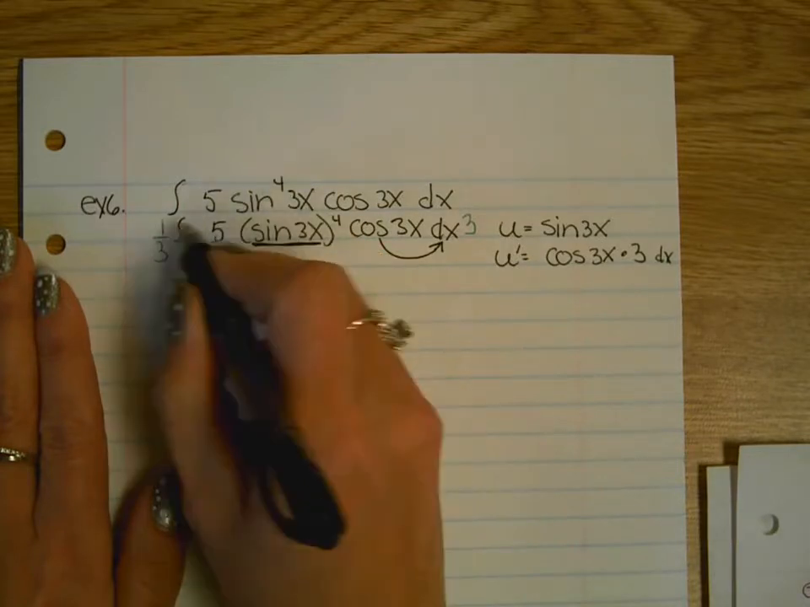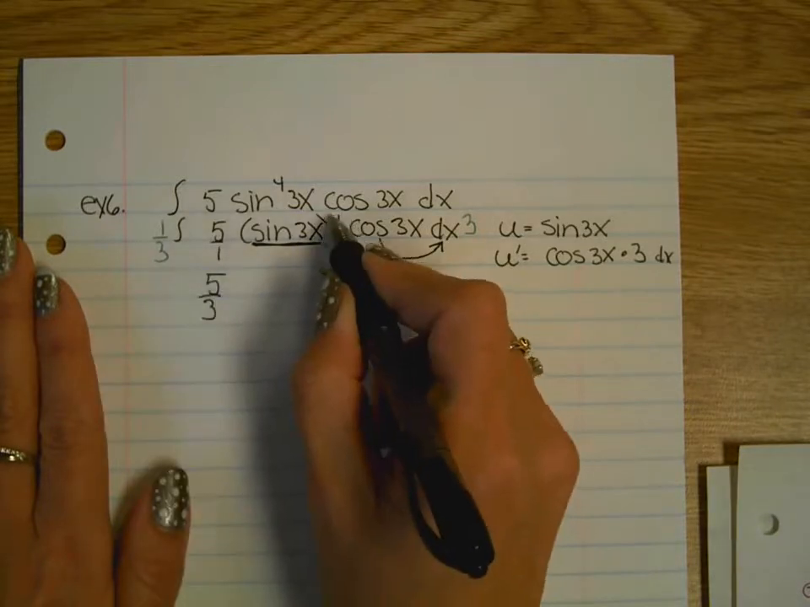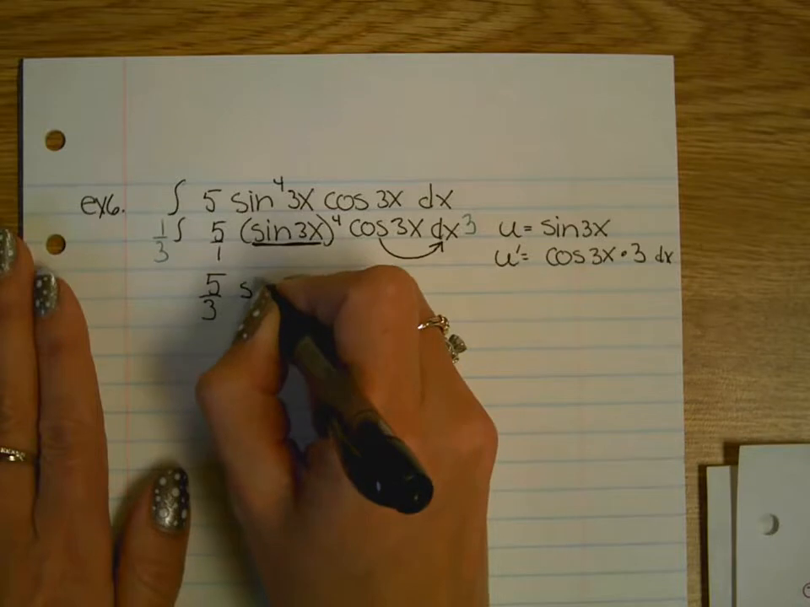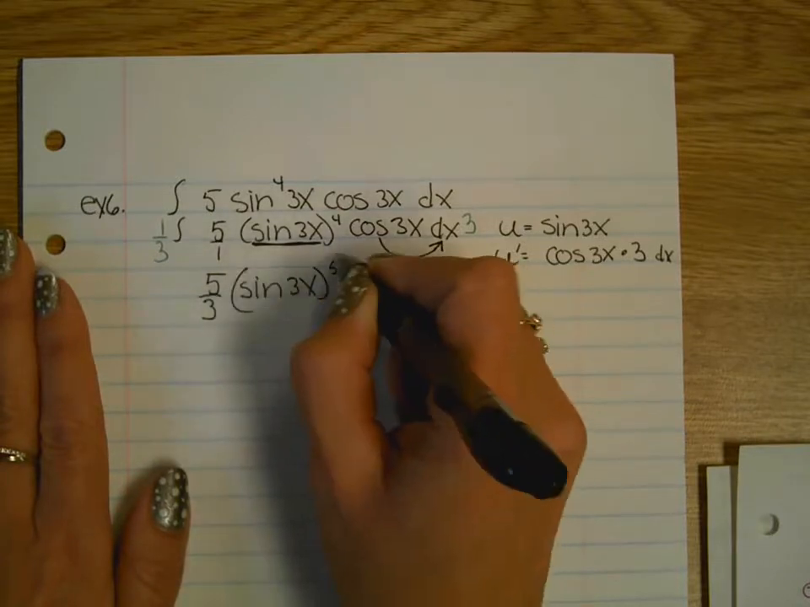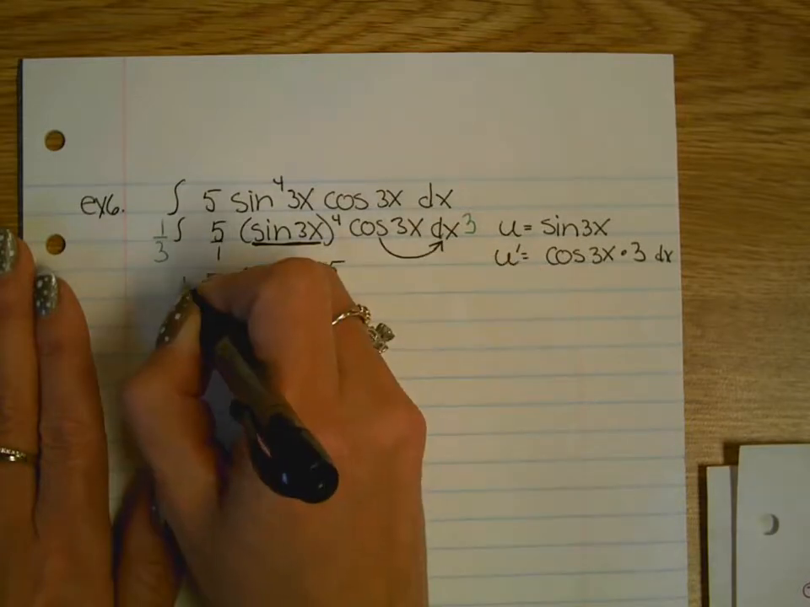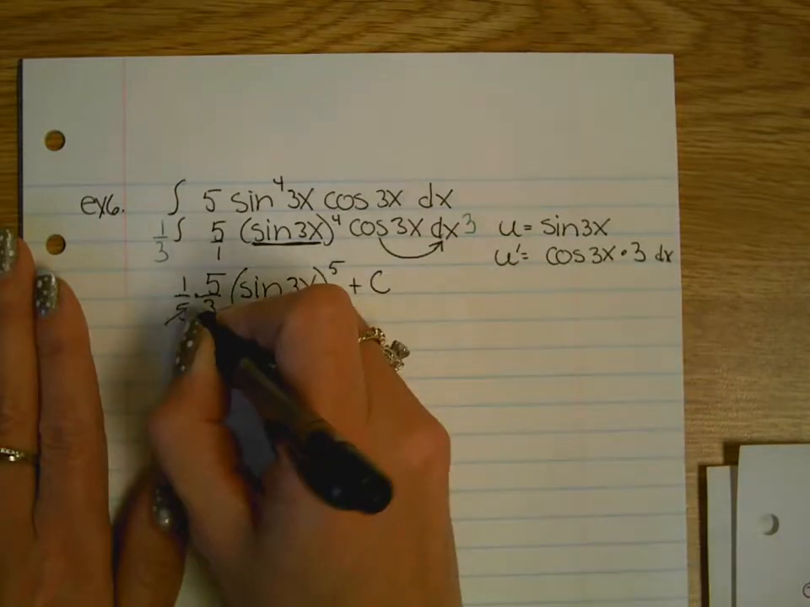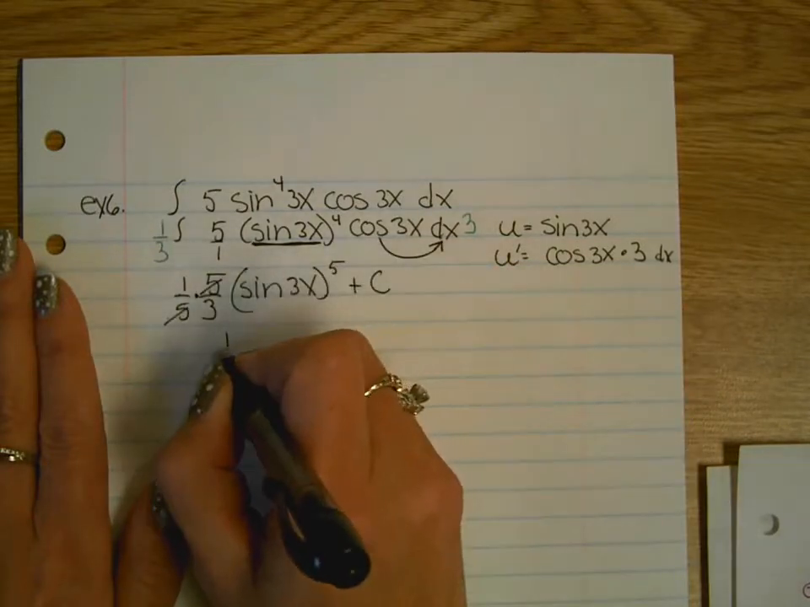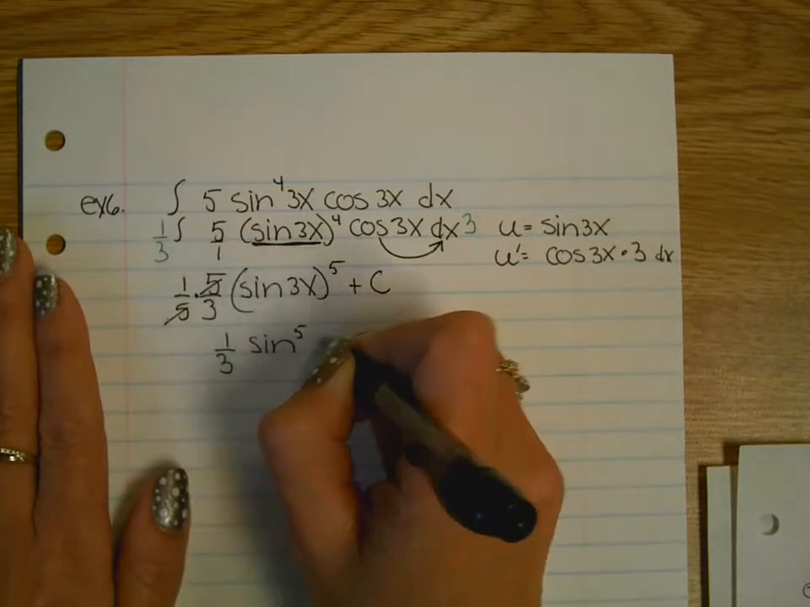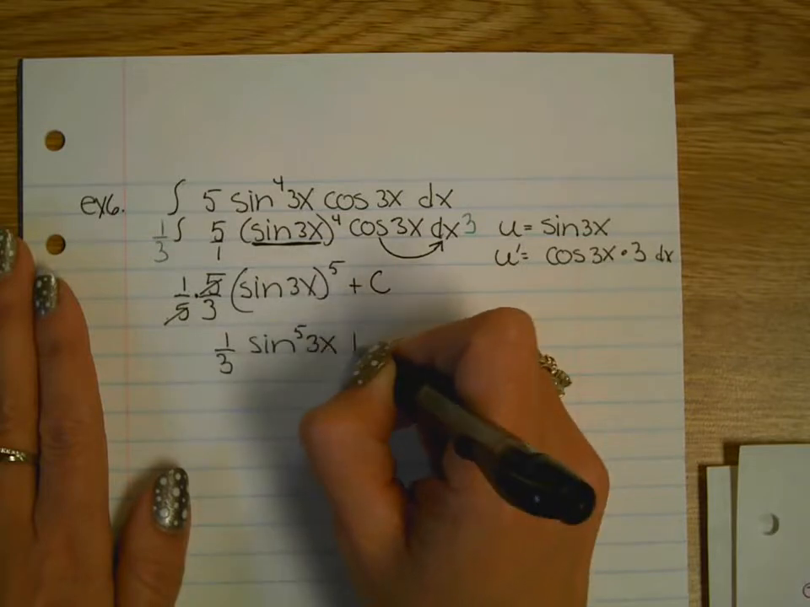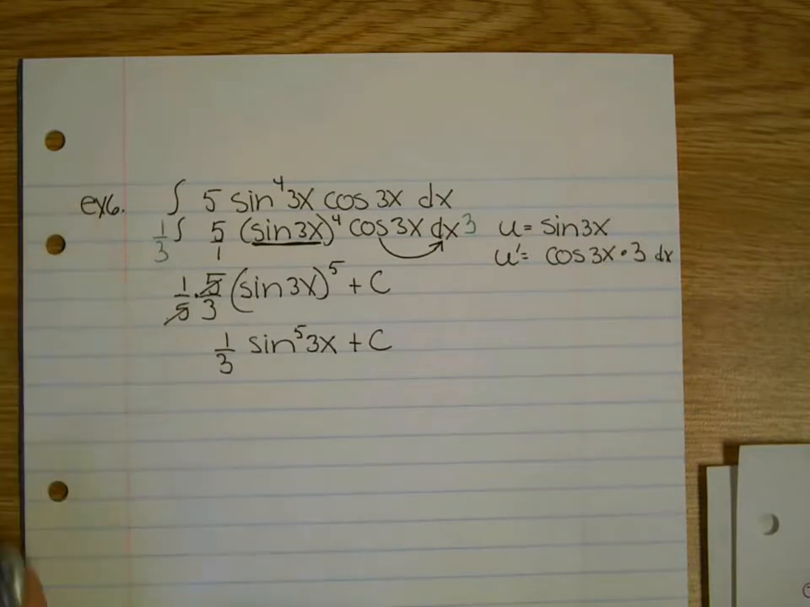So see that as 5/1. So that'll be 5/3. Now I'm going to do power rule here, times sine 3x to the 5th. Reciprocal of that is 1/5 plus c. My 5's will cancel, and I get a final simplified answer of 1/3 sine to the 5th 3x plus c. And you can leave it with parentheses or put it here, it doesn't matter to me.